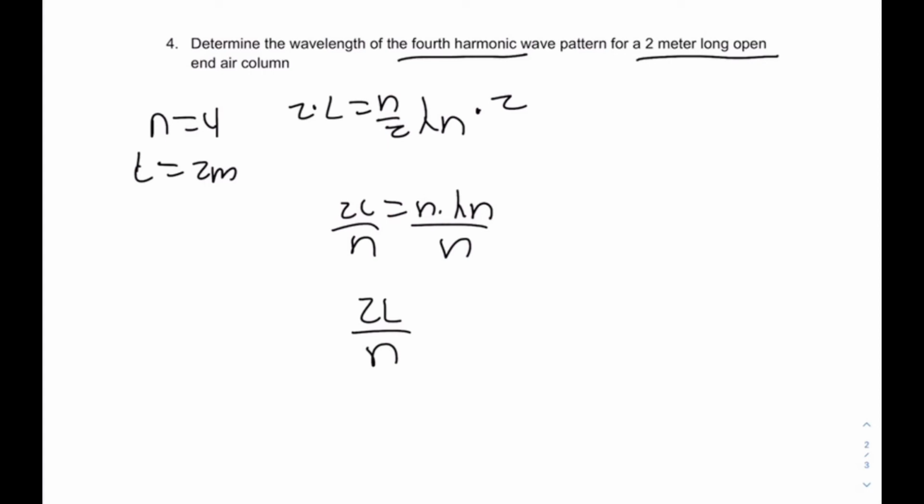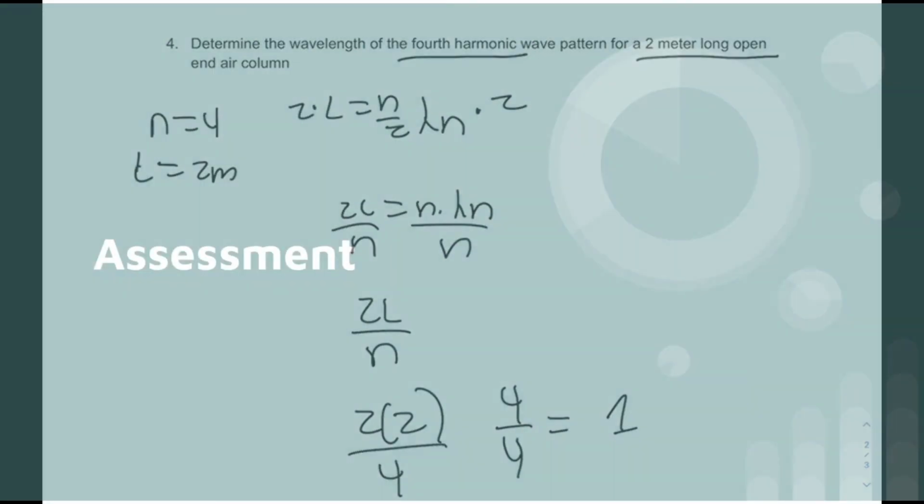And then you're going to go ahead and plug in your numbers. So it would be 2 times 2 over 4, which gives you 4 over 4, which is equal to 1 meter.